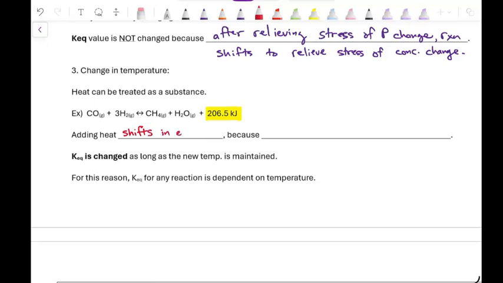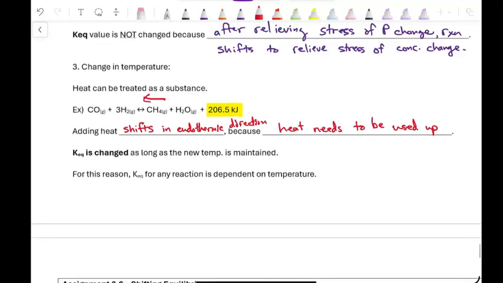It shifts in the endothermic direction because heat needs to be used up. Okay, so if I add heat to this reaction, it's going to shift to the left to use up that heat that I added, right? If I cooled it down, I put it in an ice bath, it's going to shift to the right to generate more heat, to release more heat and bring that temperature back up.